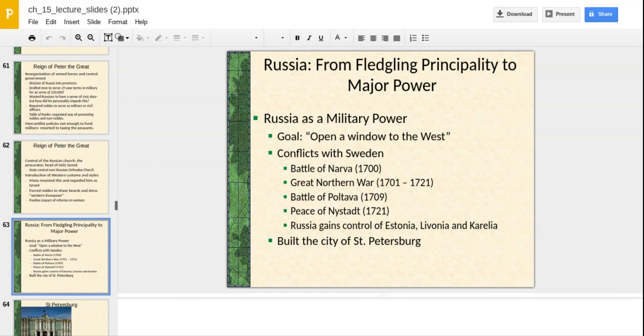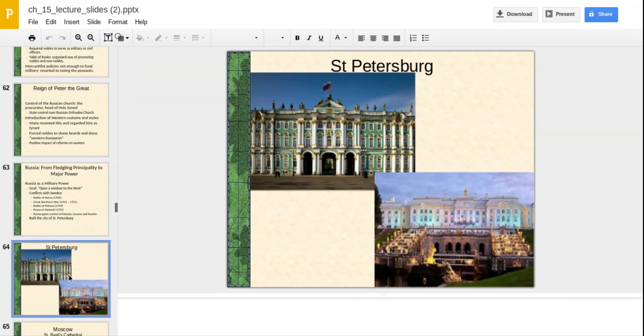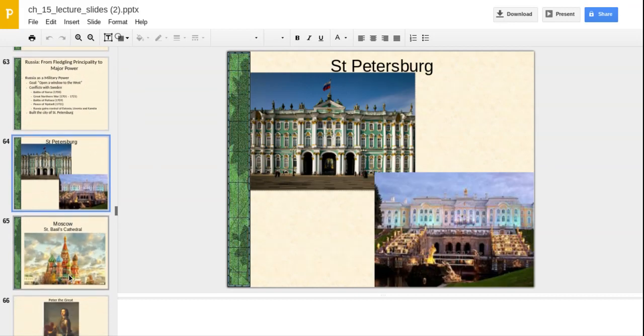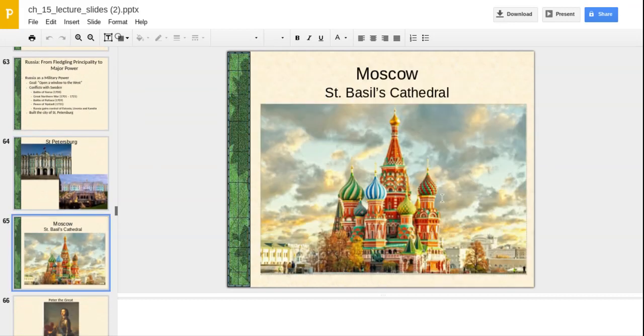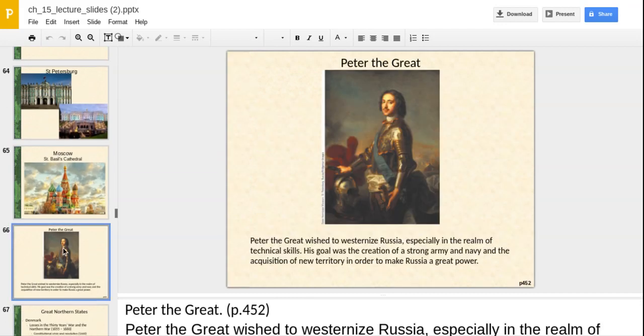He wants a warm water seaport. He's going to fight Sweden for it, and he will finally get one. He's going to build a new capital, the city of St. Petersburg, which is actually named after his patron saint, St. Peter, not himself personally. And then, you know, there's some grand architecture. St. Basil's Cathedral is one of the more recognizable architectures in the world. Kind of impressive there.